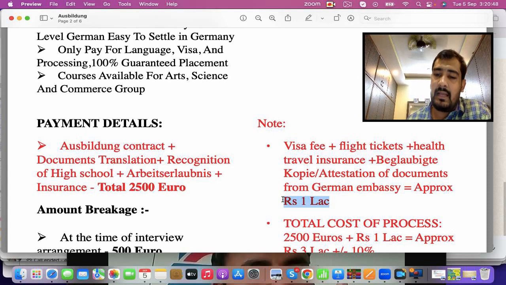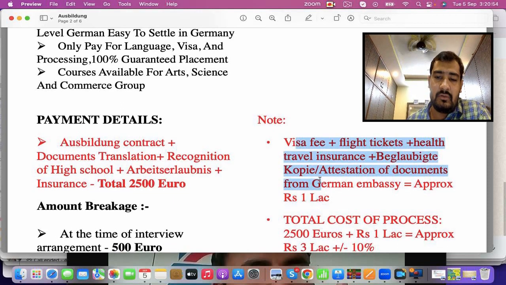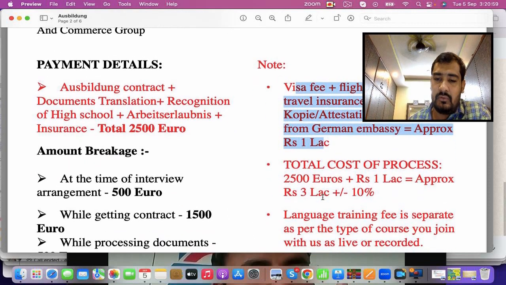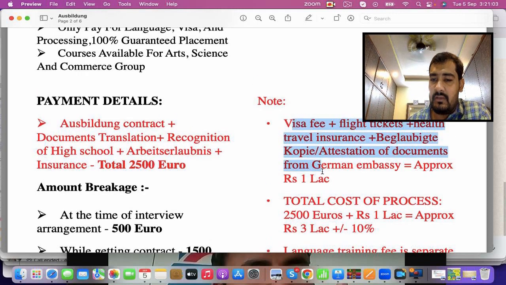If you are coming from Rajasthan and then you are traveling from Delhi to Germany, your flight amount will be less. So roughly, a rough amount I've given you. All these things will be costing you approximately 1 lakh rupees. There's a scope of plus minus 10 to 15%. So that's what I said. 2500 euros for this, and this 1 lakh rupees for this approximately.